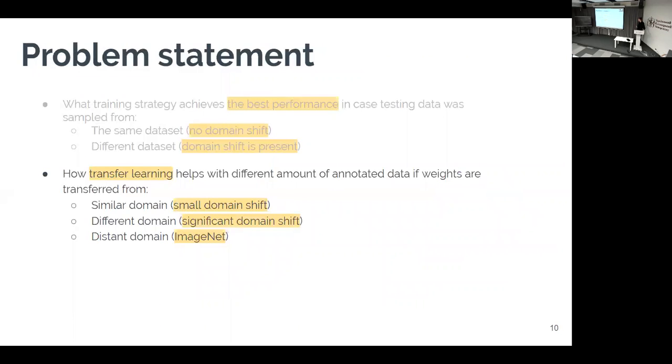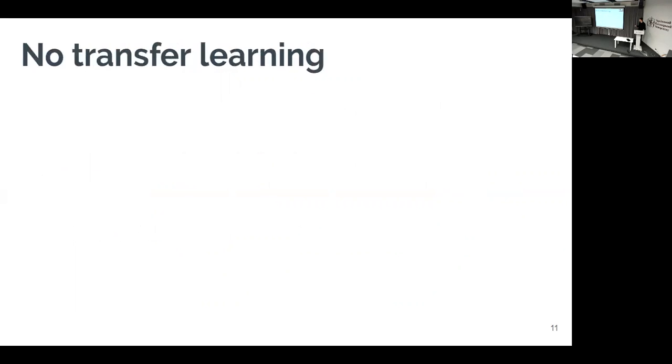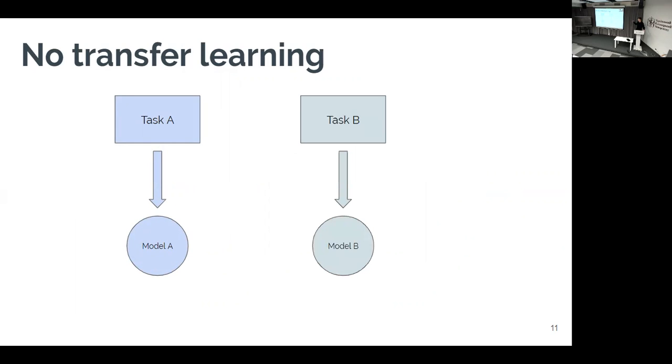The second question is how transfer learning helps with different amount of annotated data if weights are transferred either from similar domain, different domain, or distant domain, ImageNet in this case. So how does machine learning work when there is no transfer learning? We have our task A, and we train model A with respect to this task. Then we have task B, and we train model B with respect to this task, and so on and so forth for each new task.